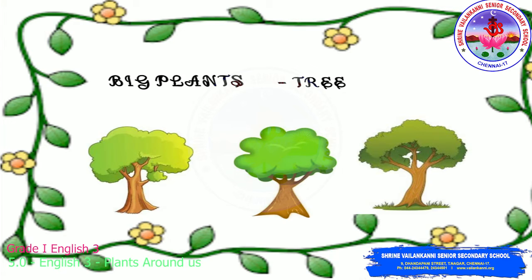How will the tree look like? The tree will be very tall and strong. The stem will be very tall and strong. Next, the stem in the trees is called trunk, and the covering of the trunk is called bark. So now we saw big plants.